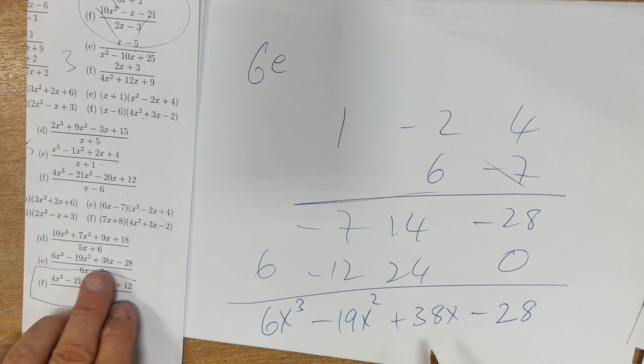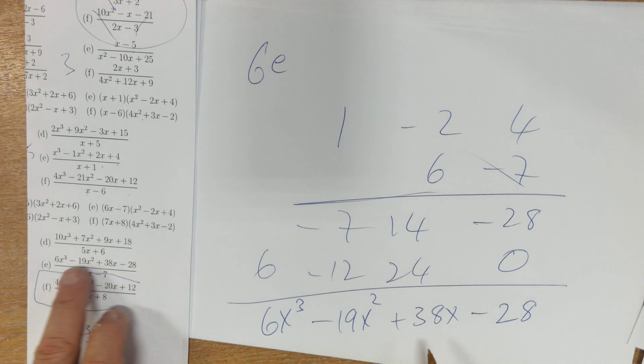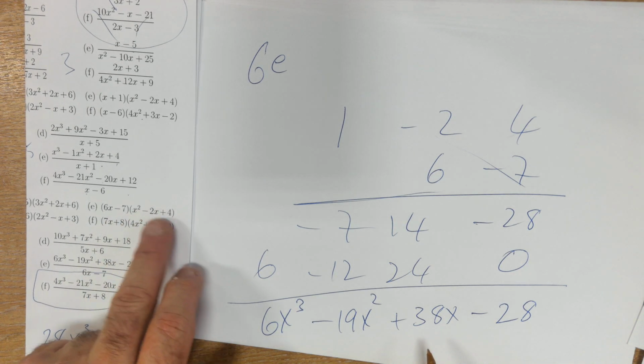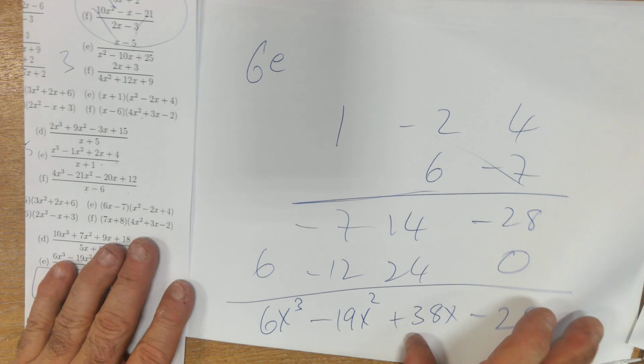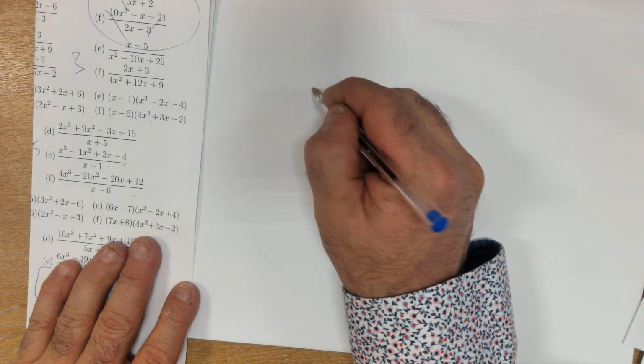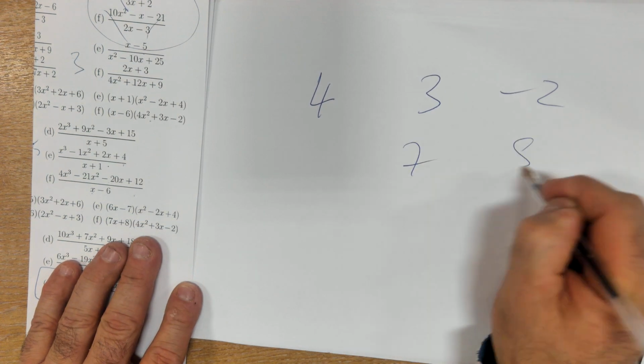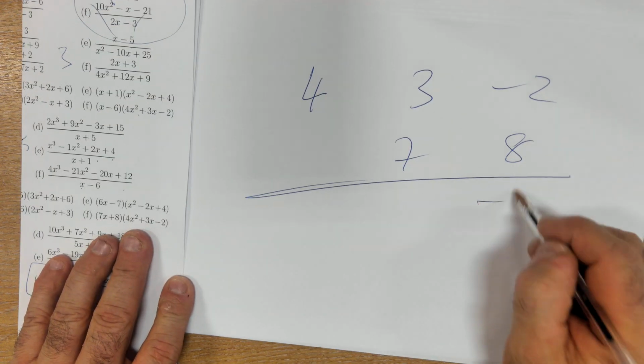Now I just want to check that this guy is dialed in right. 6, negative 19, 38, and negative 20. Because this question here is the exact opposite to this, and the answer will be x squared minus 2x plus 4. I think there's a mistake here in the next one. Let's double check it. Let's see how we go. We have multiplying 4, 3, negative 2 by 7, 8, effectively, and we have negative 16.